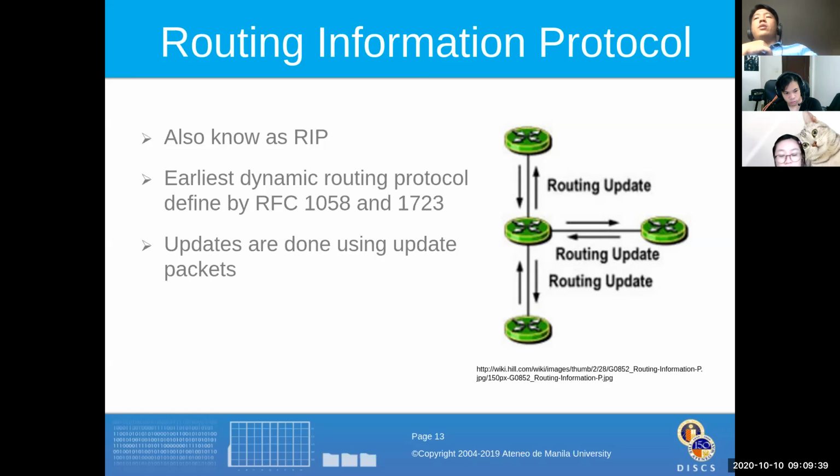So packets are done using packet update. The routers update themselves, so they talk to each other. So you just have to define your individual networks, define what network the router is connected to, and just point to the neighboring routers, right?